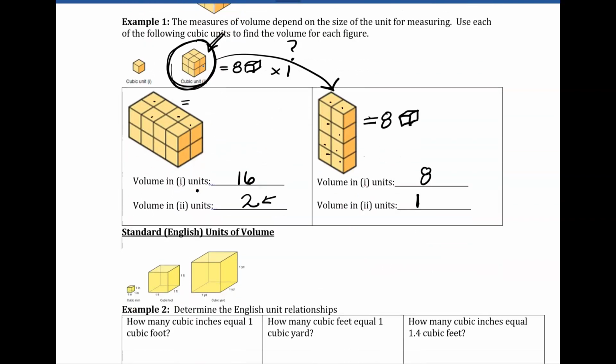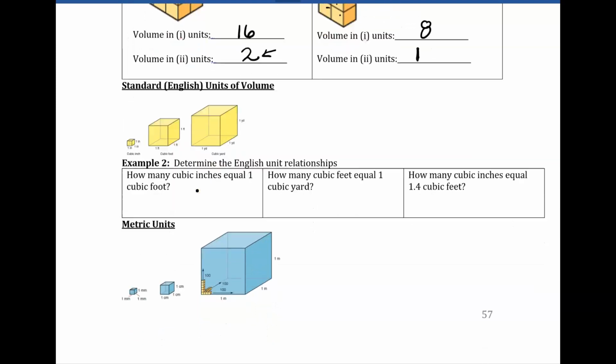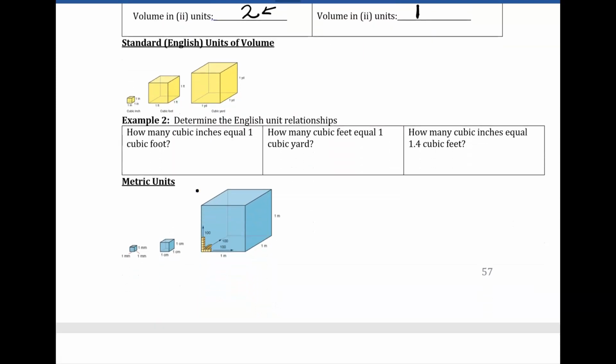Okay, so let's talk about some English units of volume. We've got some really nice pictures here of what a cubic inch, a cubic foot, and a cubic yard would look like. This first one says how many cubic inches equals 1 cubic foot. So let's write down what we know about inches and feet. We know there are 12 inches in 1 foot.